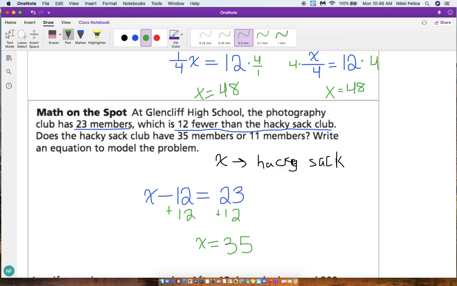Now, does that make sense in this problem? Let's go back and check. It says Photography Club has 23 members, which is 12 fewer than Hacky Sack, meaning Hacky Sack Club needs to have more members than the Photography Club. So if it was between either 35 members or 11 members, the answer has to be 35, because Hacky Sack Club has 12 more than the Photography Club.